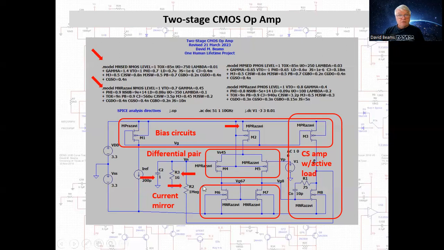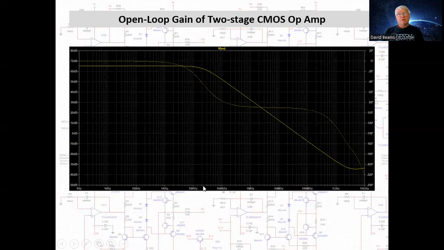Using the circuit as you see it, here is a plot of the open loop gain of the 2-stage CMOS op amp versus frequency from, let's see, 1 hertz to 10 gigahertz. The DC open loop gain is about 65 decibels. And just as a quick estimate, eyeballing it, somewhere around 30 kilohertz the open loop gain drops by about 3 dB.